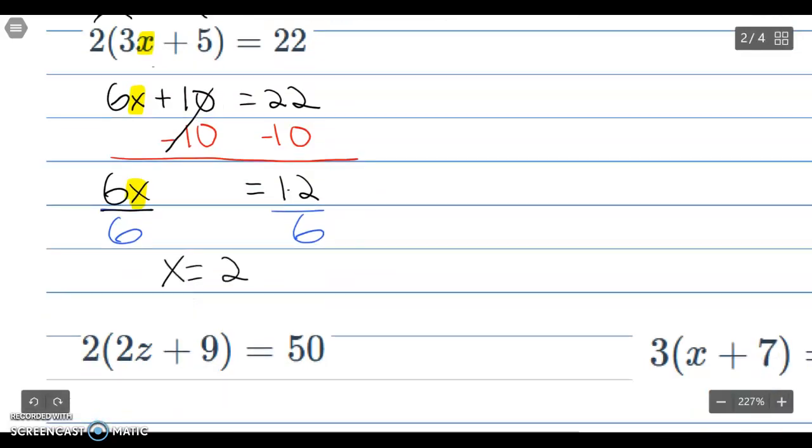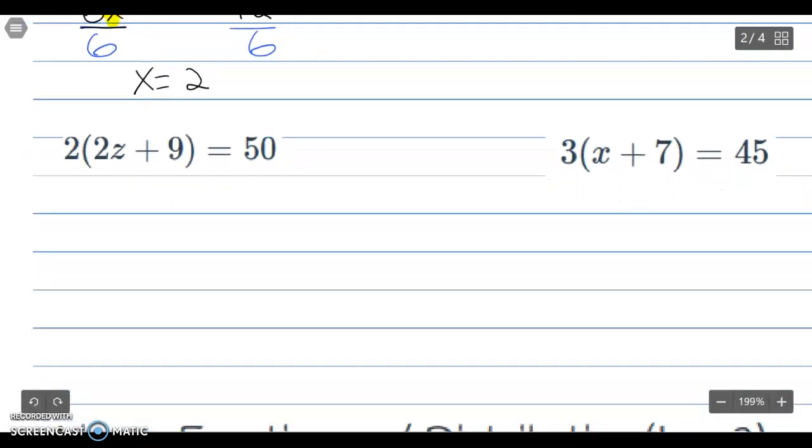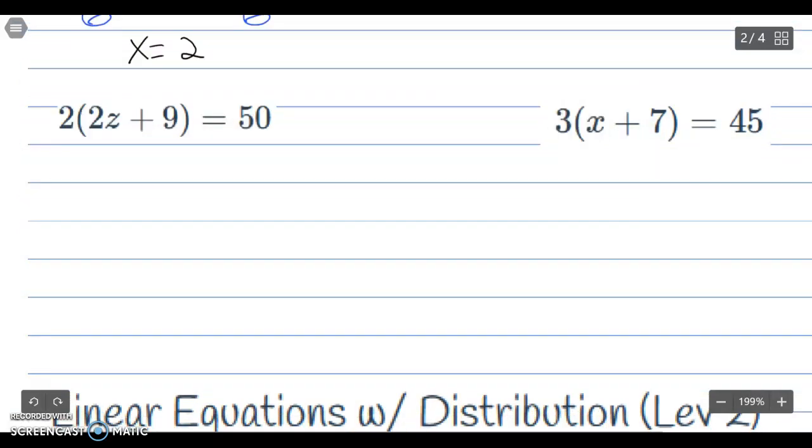Okay, go ahead and pause the video here and see if you can solve these two. All right, so looking at these, we're going to first distribute the 2 times 2. We get 2 times 2, which is 4z, and we want to isolate the z. And then 2 times 9, which is 18, is equal to 50.